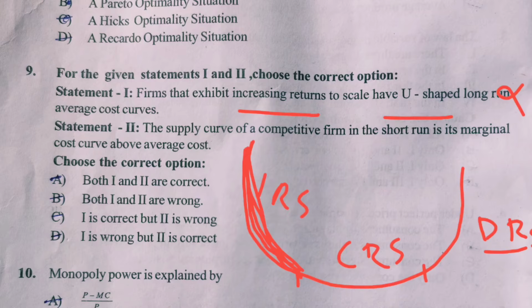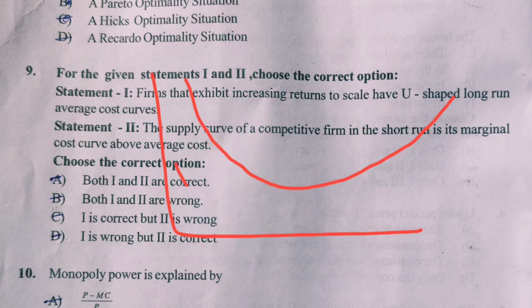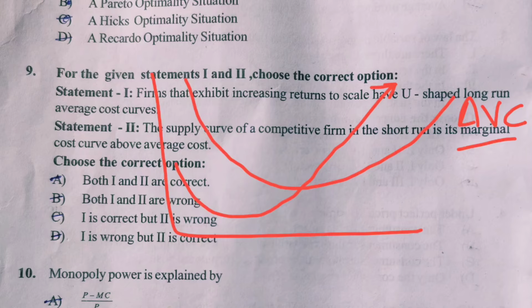The second option states that the supply curve of the competitive firm in the short run is the marginal cost curve above the average cost. So that is correct. We know that if this is our average cost curve and marginal cost curve, rather we have the average variable cost curve. So what is the supply function? The supply function is the marginal cost curve which is above the average variable cost curve. So the second option is correct.